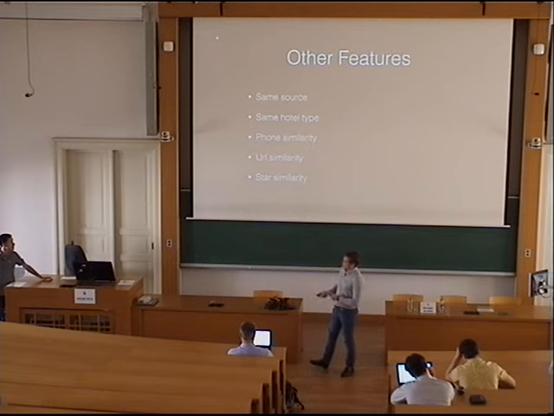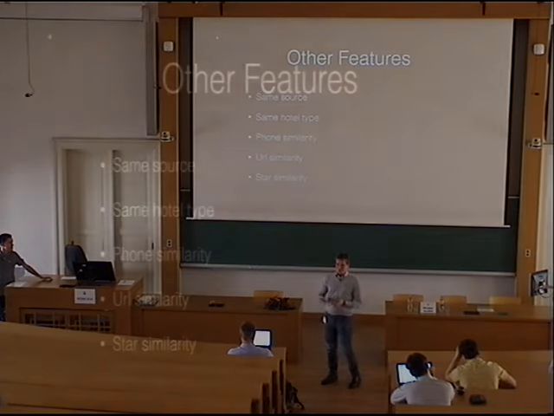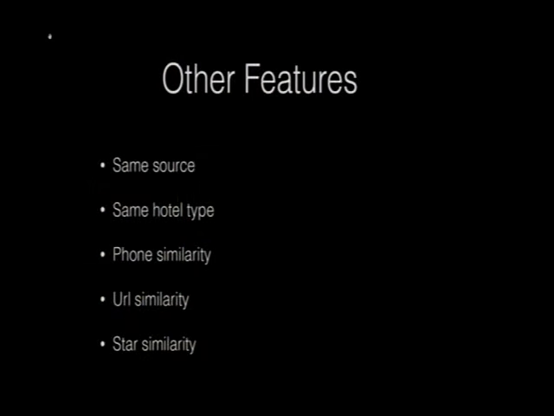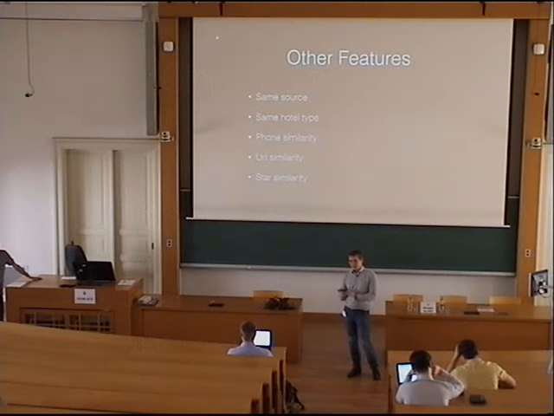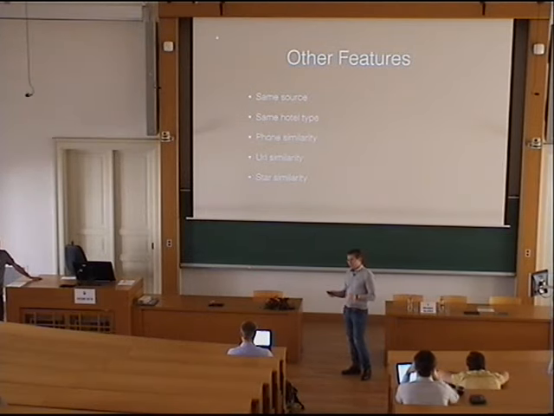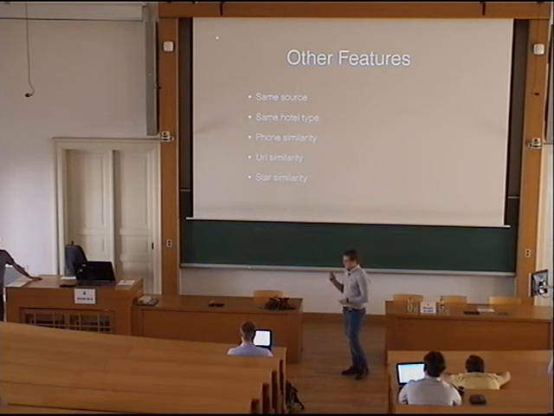Okay, and we also used some other features. We put in all the information we have. For example, we had the feature of same source. It means that if hotels came from the same partner, the probability that they are different is much higher. But it's not always true.